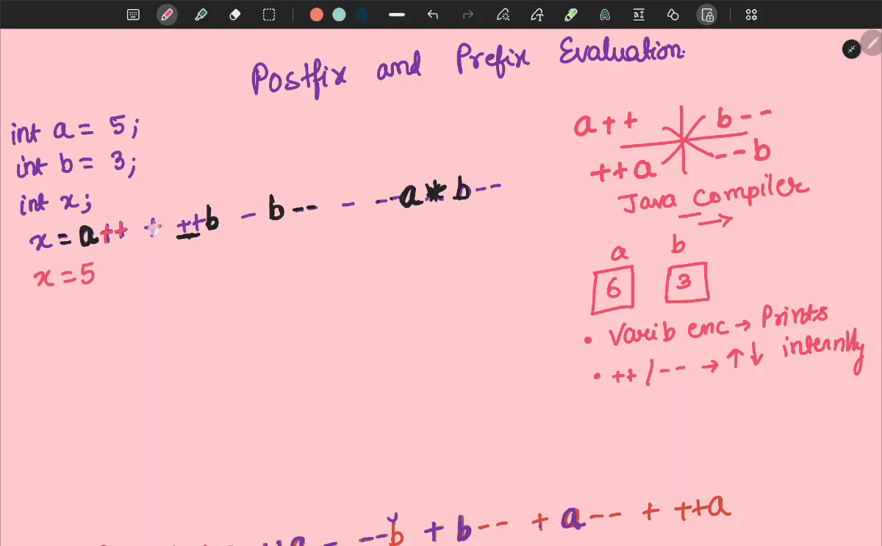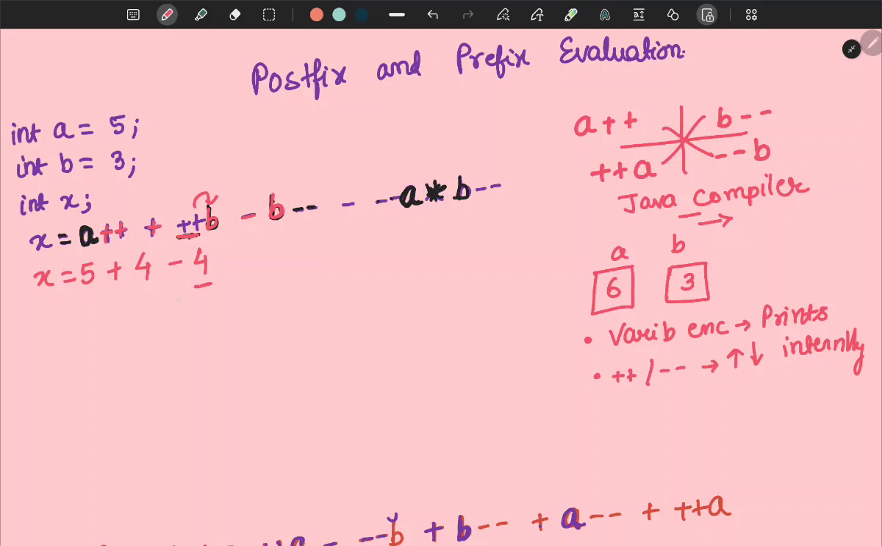Then it saw plus, so it will write plus. Then it saw ++ first, so it will increase the value of b internally. And then it saw the variable b, so it will print the value of b. Now the value of b is 4, so it will print 4. Then it saw minus, so it will print minus. Then again it encountered the variable b first, so it will print the value, which is 4. Then it saw --, so it will become 3 internally.